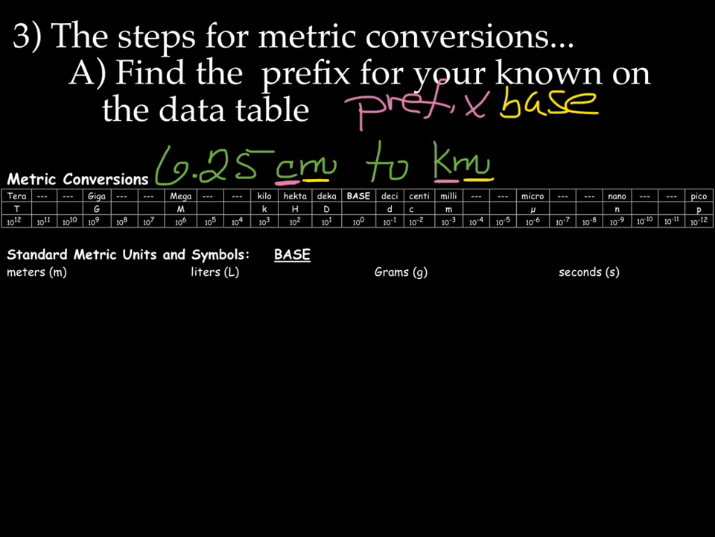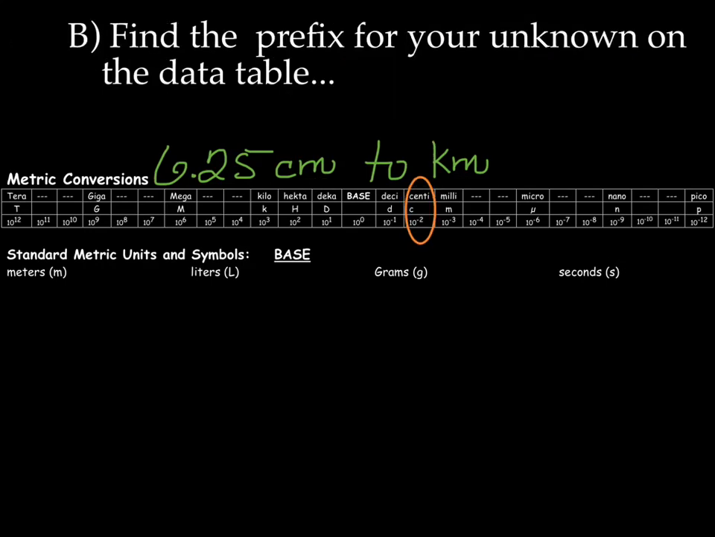All right, so once again, the first step is to find the prefix for your known on the data table. And it's the cm that we know about because there's a number with it. And we're trying to get to km. So our known is 6.25 cm. So that prefix is the centi. So it's located right there. Okay, the next step is to find the prefix for your unknown in the data table, so the thing you're trying to convert to. And so we're looking for the prefix kilo, which is right there.